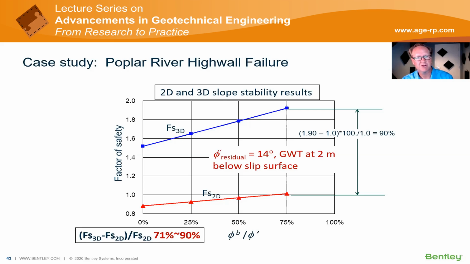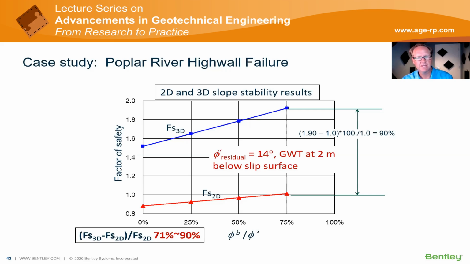But the difficulty is, if you do this problem and analyze it in 3D, you get quite a jump in your factor of safety with the same exact material properties. And that creates a bit of a problem because this line is much higher, and it gets worse, up to a 90% difference if you start considering unsaturated soil mechanics.